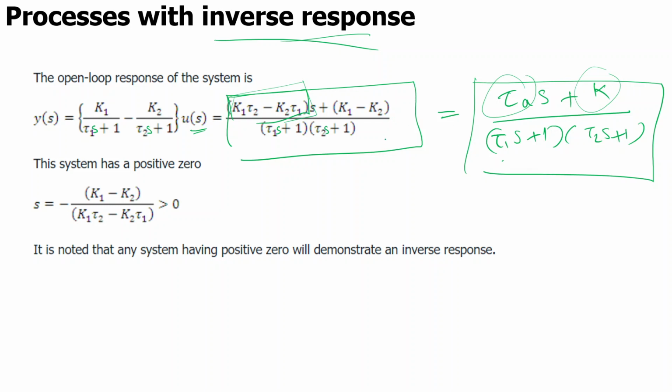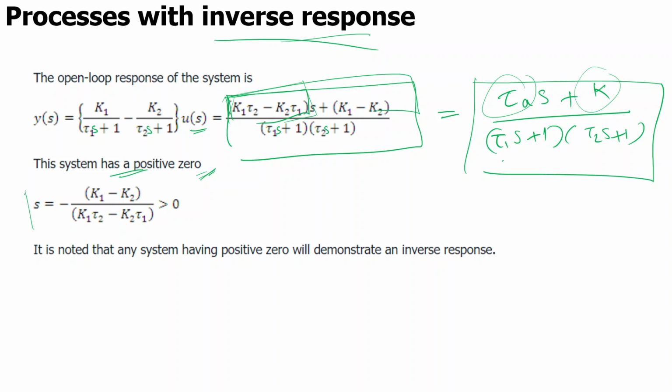Now, another characteristic of processes with inverse response is that the system has a positive zero. So given any process with an inverse response, it must have a positive zero. If more than one zero is present in the system, then at least one of them should be a positive zero. Only then can we say that the system has an inverse response. Zeros are defined as the roots of the numerator, whereas poles, we already defined as the roots of the denominator. So in this case, the zero will be the root of this numerator, that will be K1 minus K2 upon K1 K2 minus K2 upon K1.